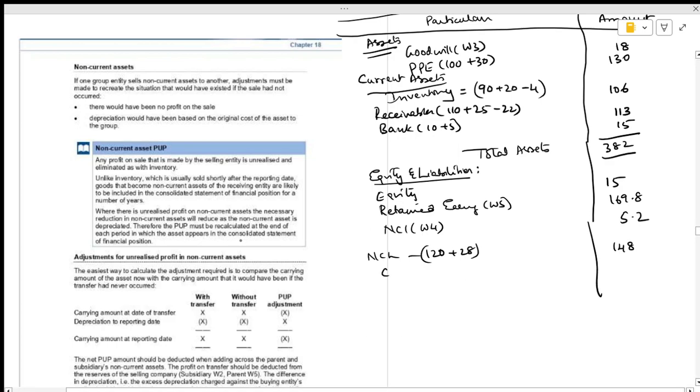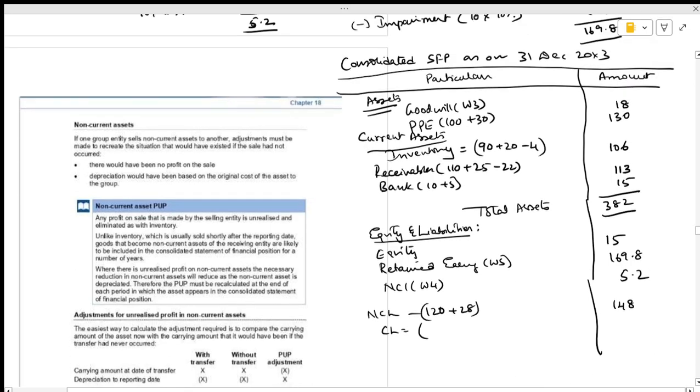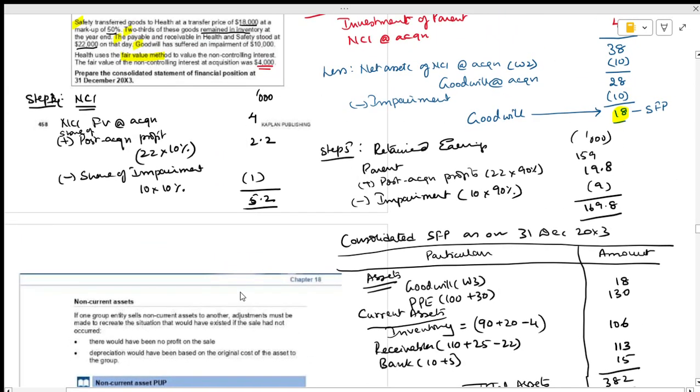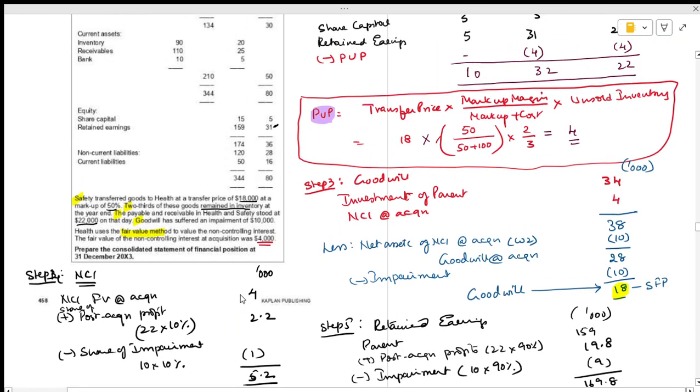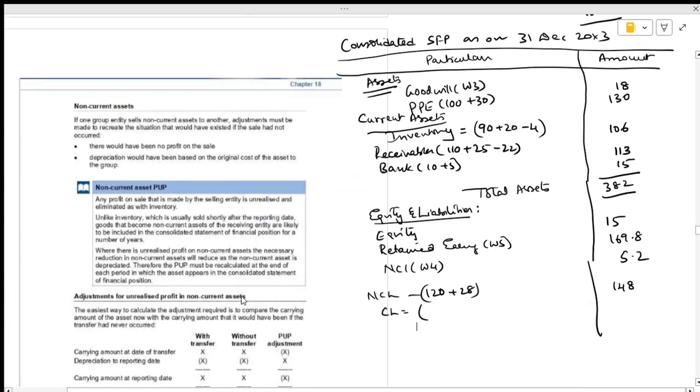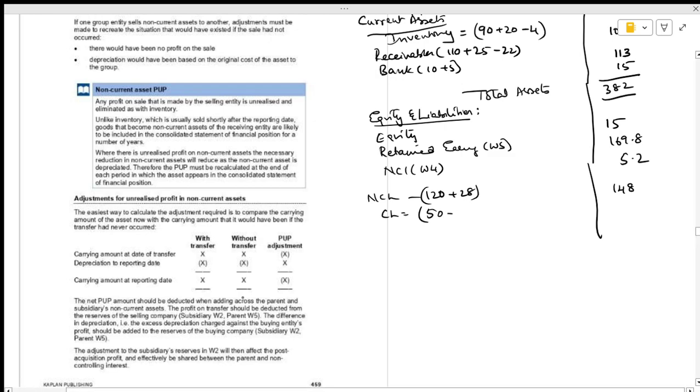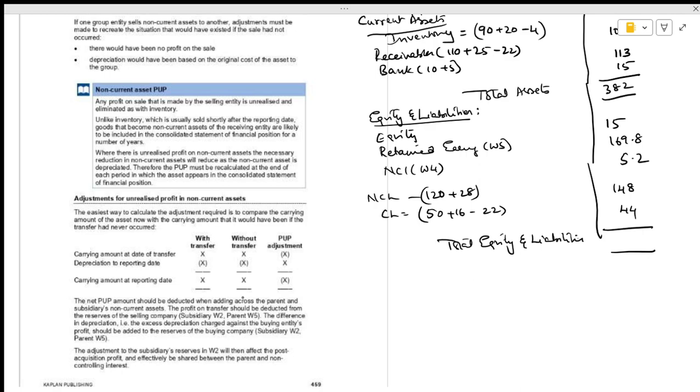148. Current liabilities, again the same thing, minus 22. Okay, now you understand? Yes. 50 plus 50 plus 16. Now you will understand. Minus 22. 50 plus 16 minus 22. 66 minus 22, 44. Total, 382.